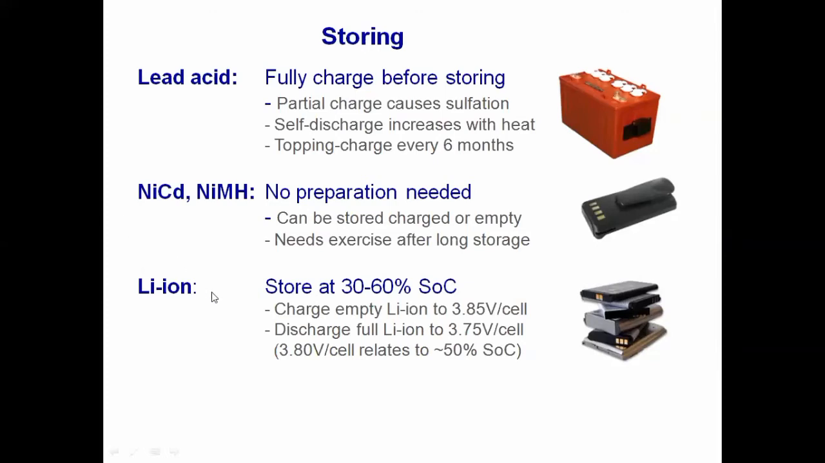What about lithium ion? It stores energy at 30 to 60% state of charge. As I already said, state of charge is the ratio of the remaining capacity of the battery to the capacity of the battery when it is fully charged. At this temperature and this state of charge only, it can be operated.